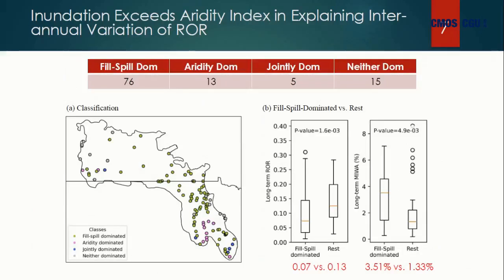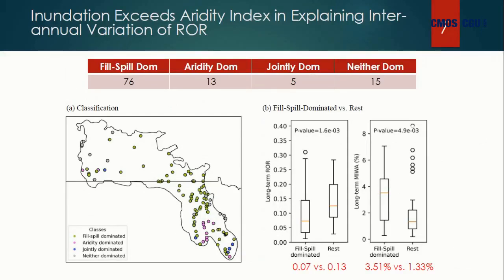Our classification shows that out of 109 catchments, 76, more than 70% of them, are classified as fill-spill dominated. It shows that inundation is the stronger driver of runoff ratio compared to climate variables. In fill-spill dominated catchments, long-term inundation area is significantly larger than in the rest of the catchments.